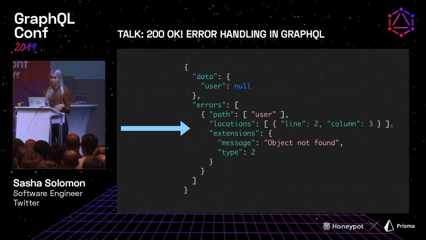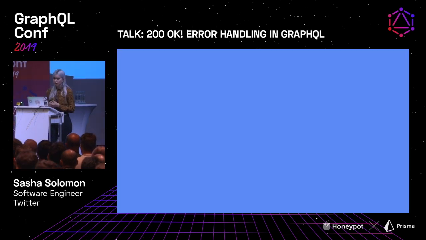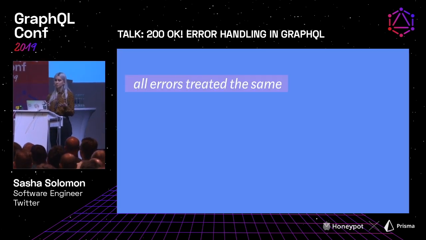But when we look at this, it's kind of hard to know exactly what happened. You're like, okay, object not found, so maybe it wasn't there for some reason. But it's kind of hard to parse this with your brain. And it might be hard to parse this if you're a client. So this is how we get started when we first start using GraphQL. This is what errors look like for us. So there's maybe some problems with this.